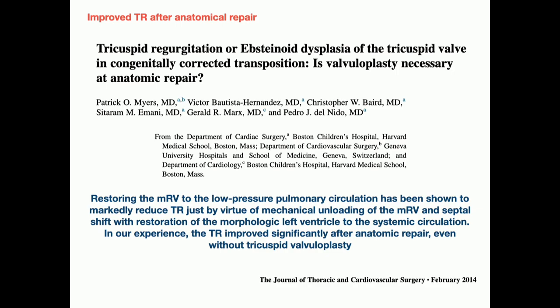after the anatomic repair. The theory is that restoring the morphologic RV to the low pressure pulmonary circulation has been shown to markedly reduce the TR just by virtue of mechanical unloading and septal shift with restoration of the morphologic LV to the systemic circulation. The Boston group said that TR improved significantly after anatomic repair, even without tricuspid valvuloplasty.